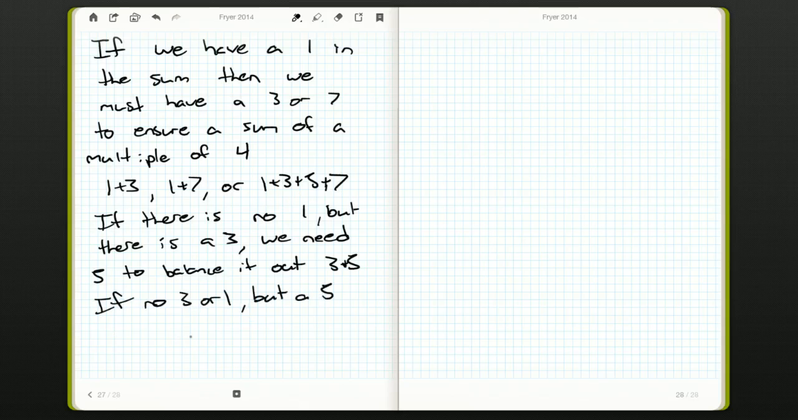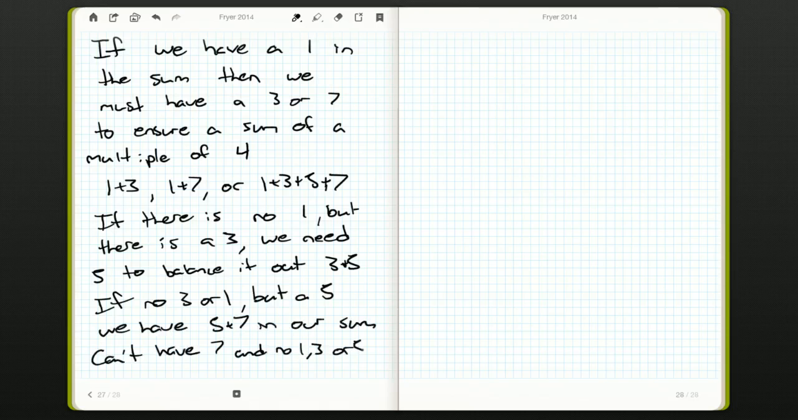So if we don't have a 1 or a 3, but we do have a 5, then we will have 5 plus 7 in our sum. And you can't just have a 7 by itself, just like you can't just have a 5 by itself, a 1 by itself, or a 3 by itself.